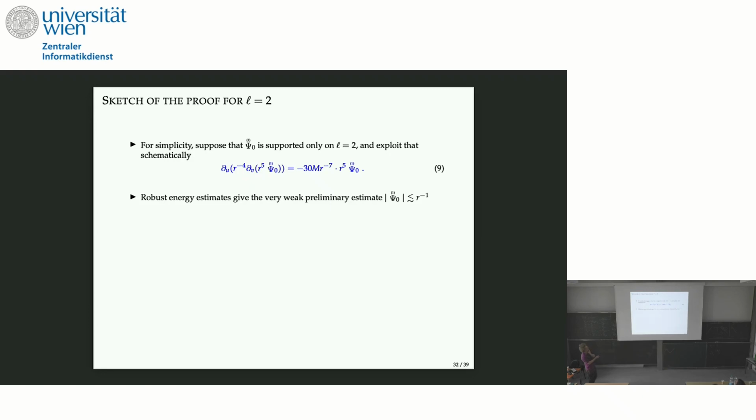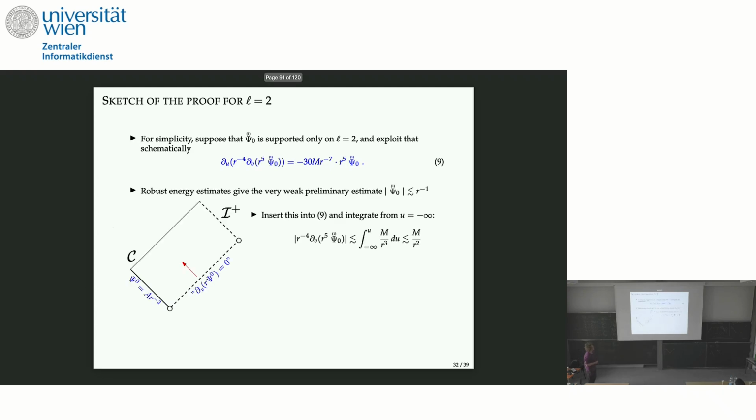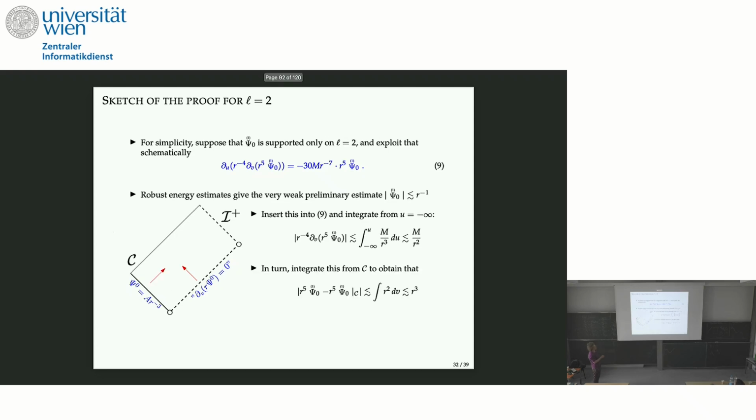So we start by plugging in that Psi0 decays like 1 over r, which you can obtain via general methods. And then we just insert this into the right-hand side. So the right-hand side will now decay like 1 over r cubed. And we integrate in u from past null infinity, where by the no-incoming radiation condition, we won't pick up a boundary term. So this integral will give 1 over r squared. We multiply by r to the 4, and integrate once more in v to get that the difference of r to the 5 psi naught here and r to the 5 psi naught along data is bounded by r cubed.